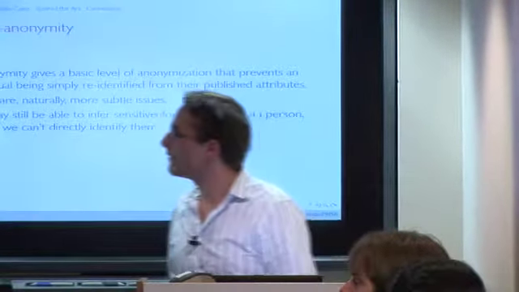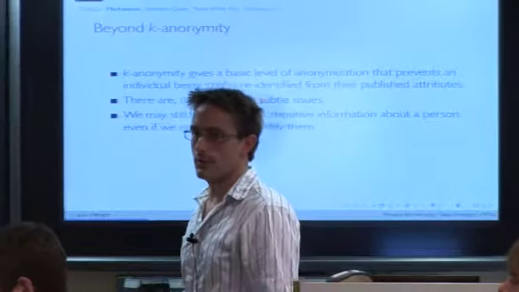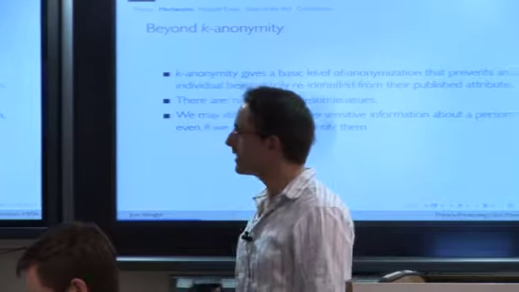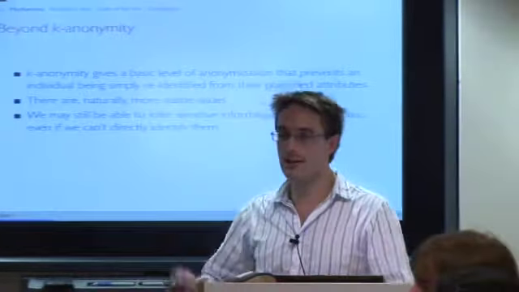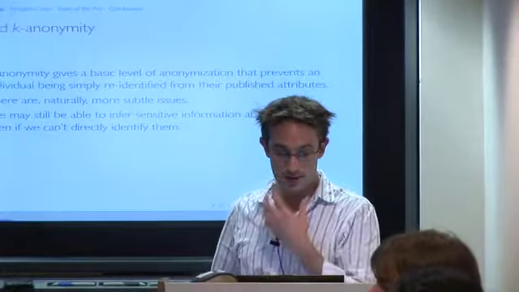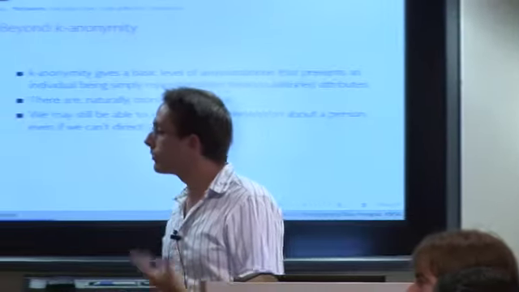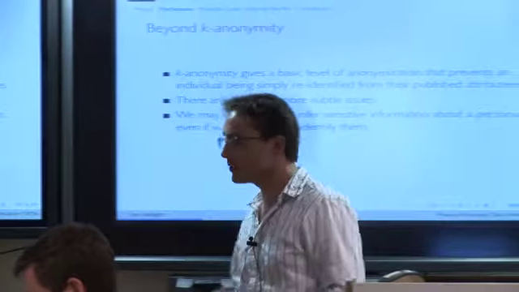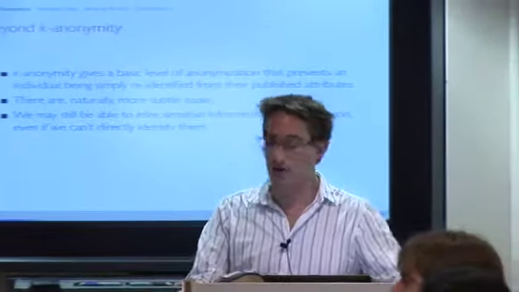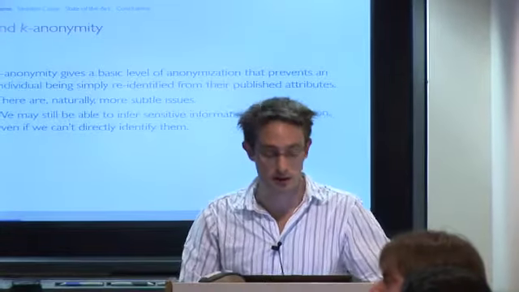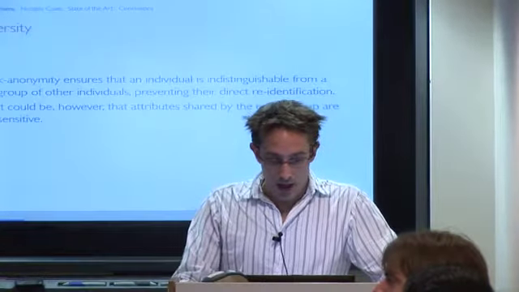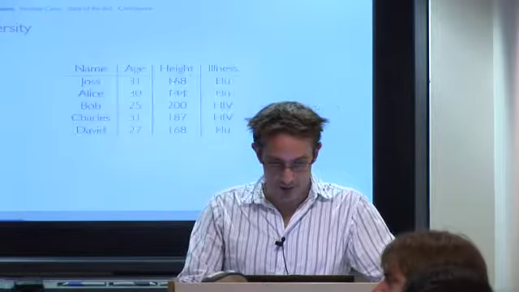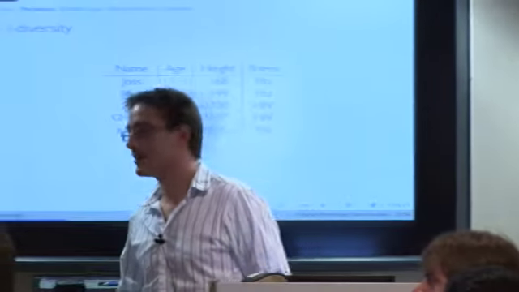What k-anonymity gives you is a first approach to anonymization. It gives you a basic level that stops it from being an easy job of just looking up who somebody is in a database. There are more subtle issues against which it doesn't protect, and the most important of these is that we can still infer sensitive information about a person. So we have this idea of something called l-diversity.